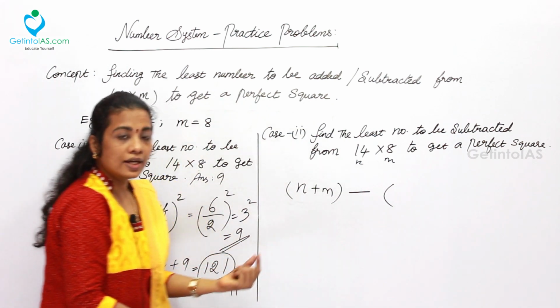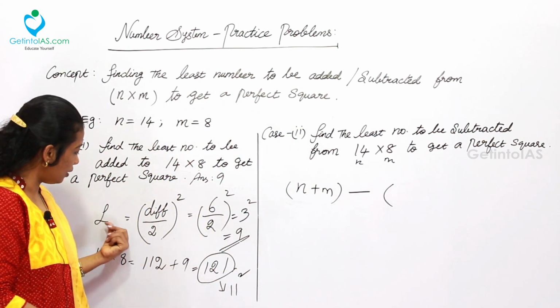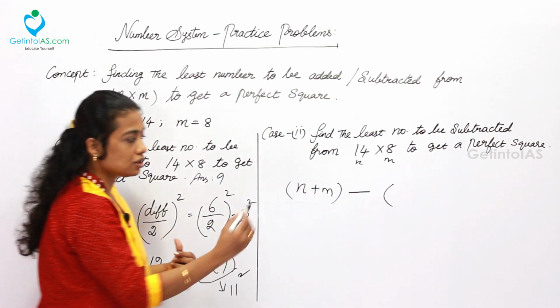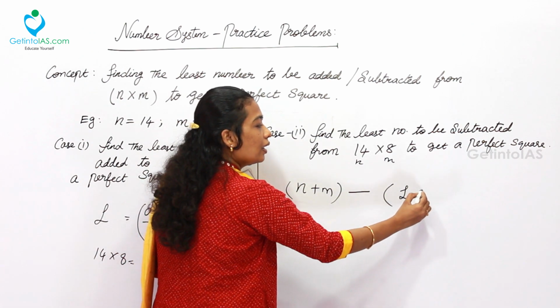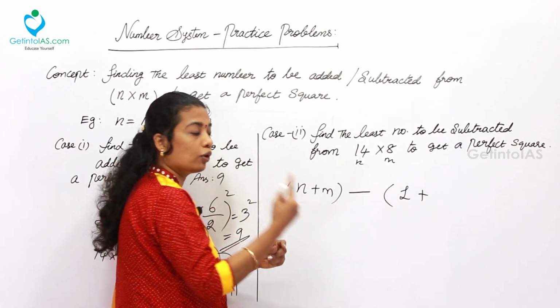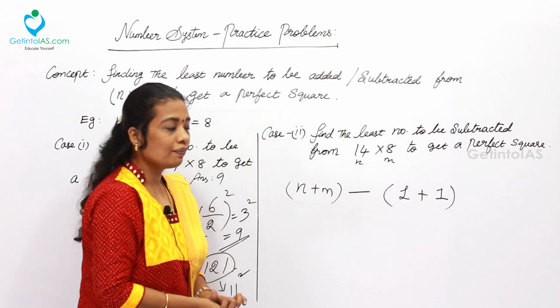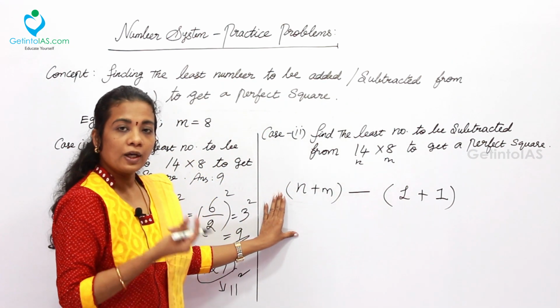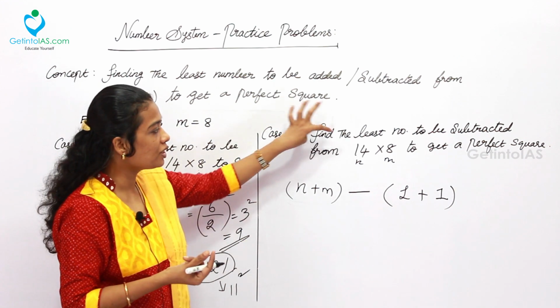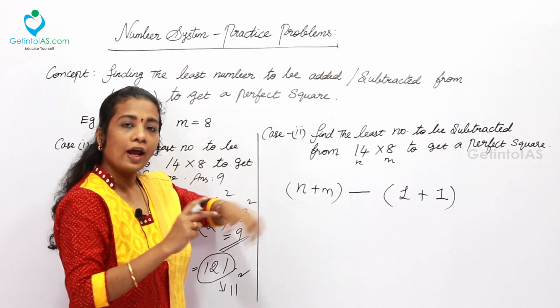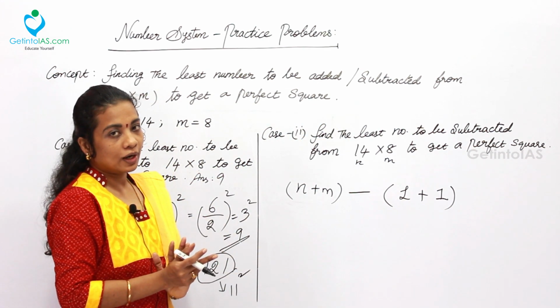What is the least number to be added here? That is 9 here. So least number, say L. Always you want to add 1 with that. So L plus 1. This is the standard formula. Using this, you will get a number. That number is to be subtracted from the product and you can get a perfect square number easily.